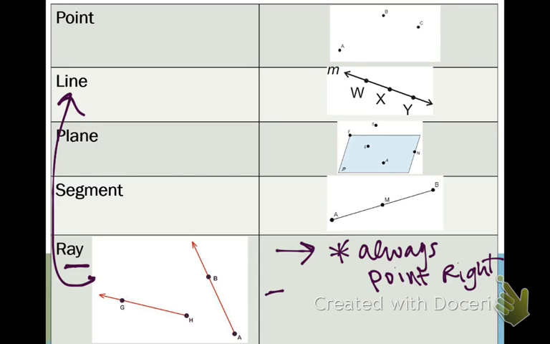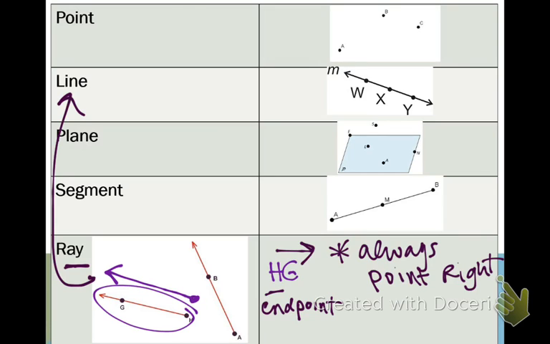And the first letter will be an endpoint. We call them an endpoint, a starting point, and I'll show you what I mean. So in the first one, the endpoint would be H, and it goes off infinitely towards the direction of G. So HG. And then the second, so we draw our arrow. My endpoint is A, and it goes infinitely in the direction of B.